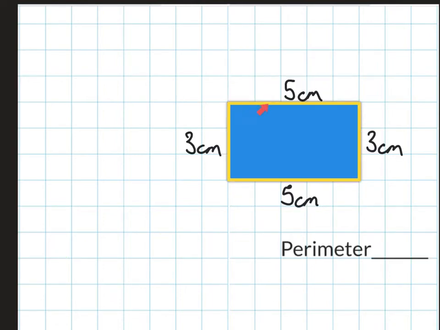Now we have a rectangle, and again I've made the perimeter, the distance around a 2D shape, a different colour so that you can clearly see it. Now our lengths and widths here, our perimeter, we've got 5 centimetres, 3 centimetres, 5 centimetres and 3 centimetres. So we're going to be adding 5 and 3 and 5 and 3. 5 and 3 add 5 and 3 is 16, so our perimeter is 16 centimetres.